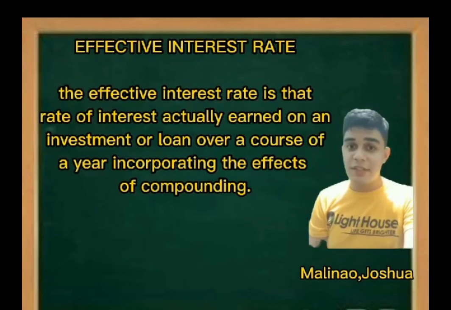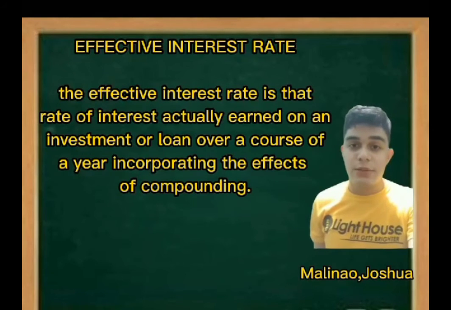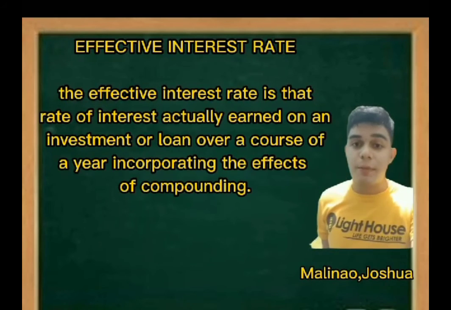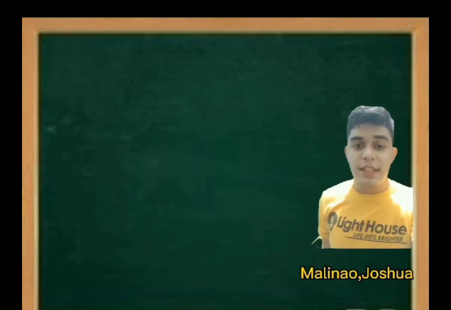So what is effective interest rate? The effective interest rate is the rate of interest actually earned on an investment or loan over the course of a year, incorporating the effects of compounding. An investment that has a stated nominal interest rate of 5% may actually have a higher effective interest rate once the impact of compounding is added to the calculation of interest.